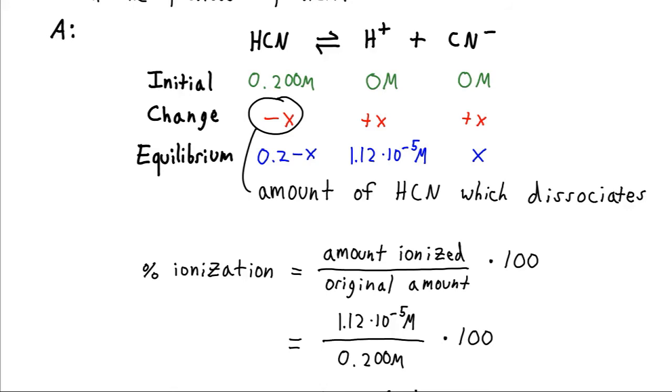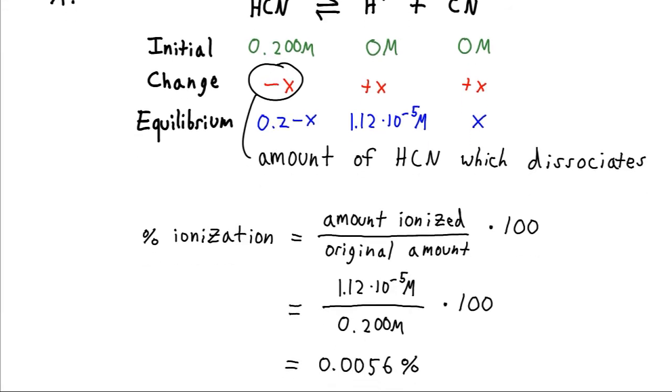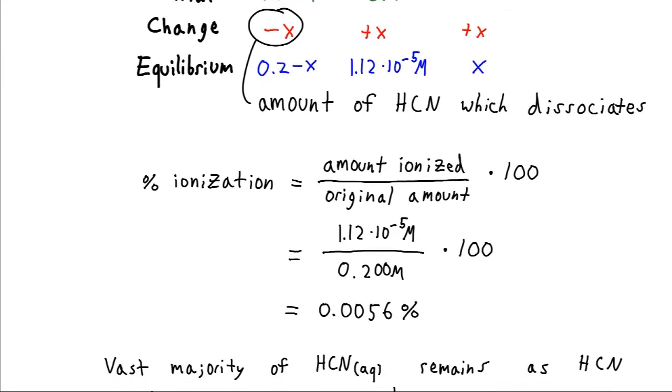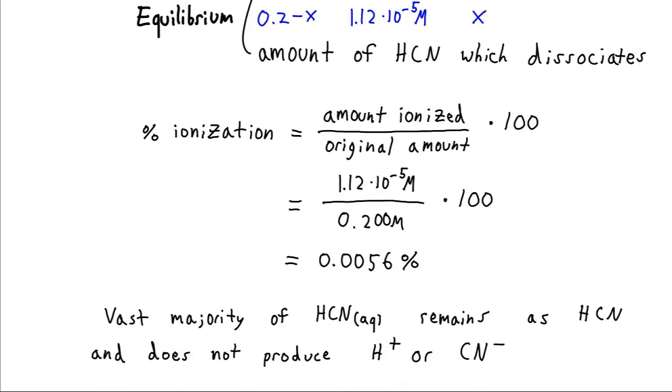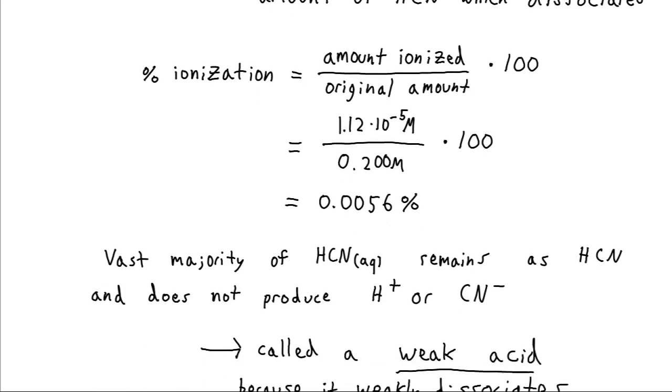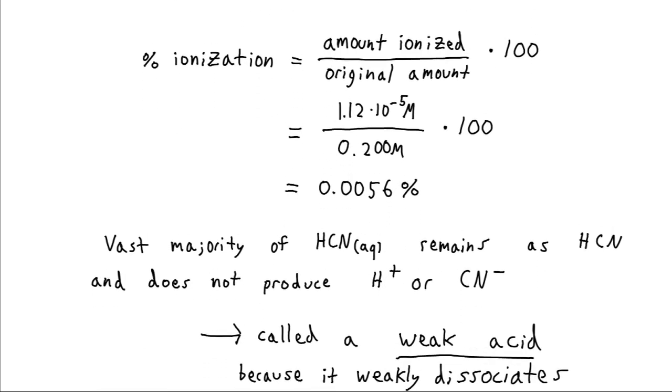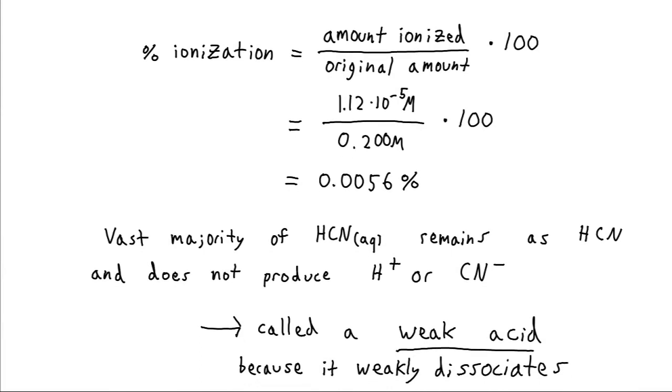So a tremendously small quantity of this HCN actually goes forward and becomes H plus and CN minus. The vast majority of hydrocyanic acid is just going to remain as the HCN molecule and not add any acidity to the solution. So this is what's called a weak acid, because it weakly dissociates. It only partially ionizes in the solution.